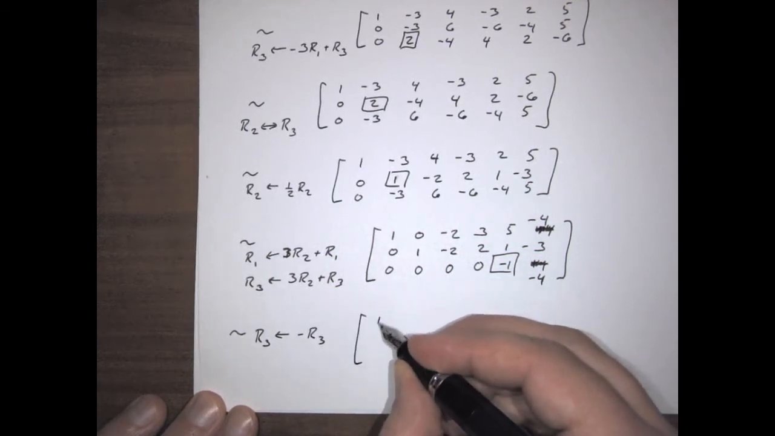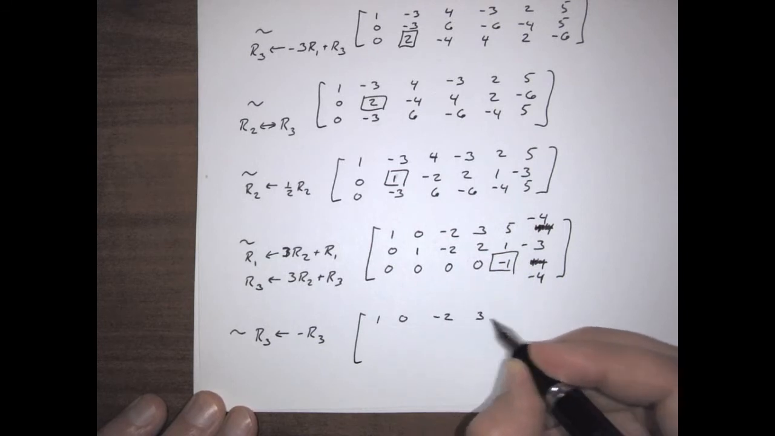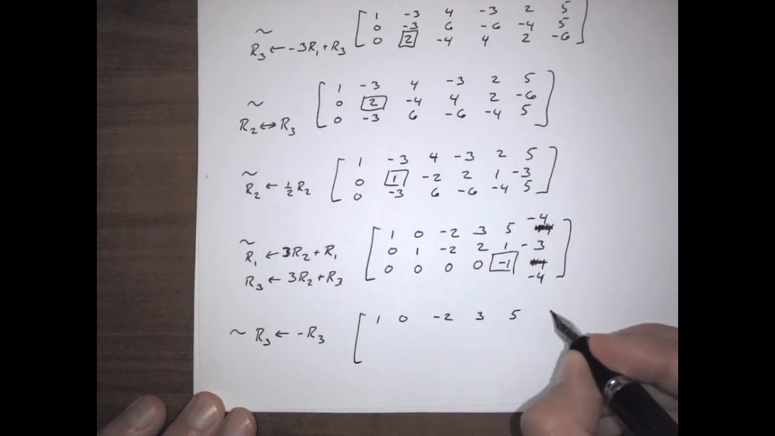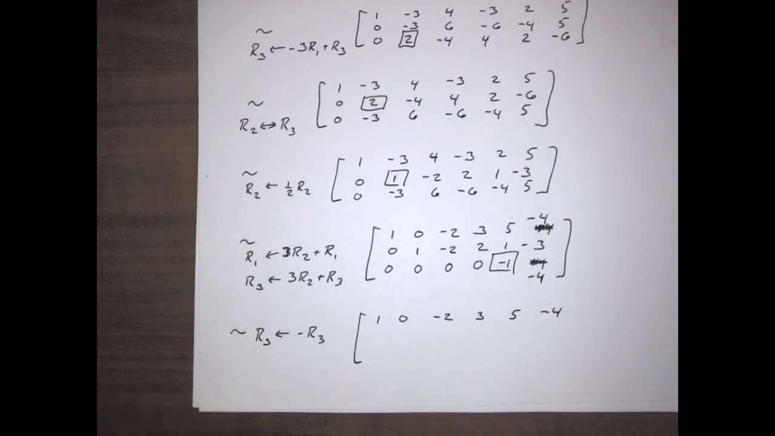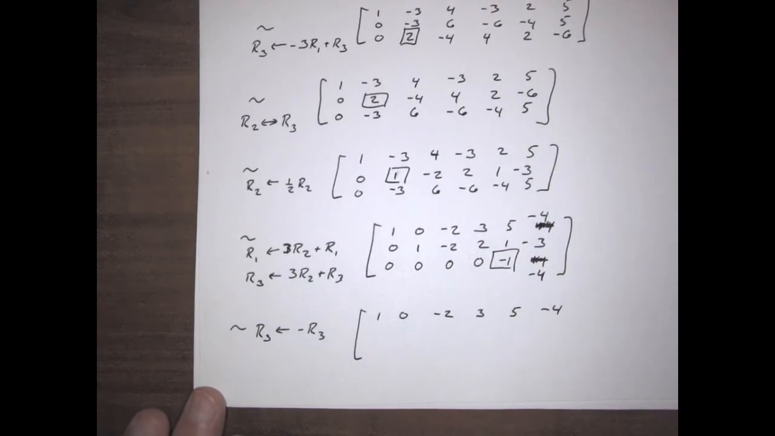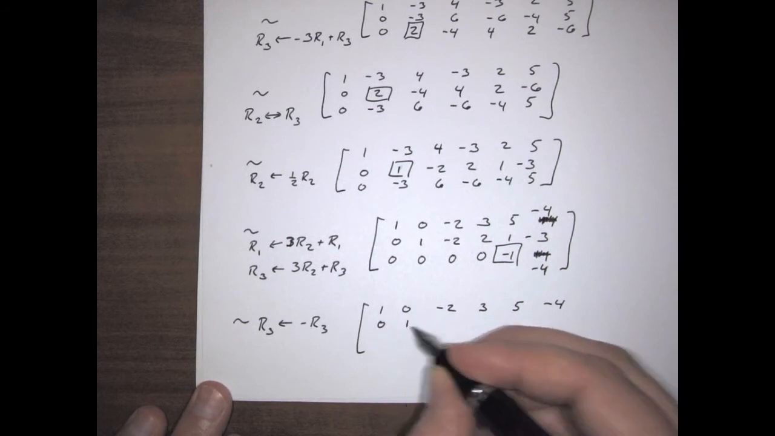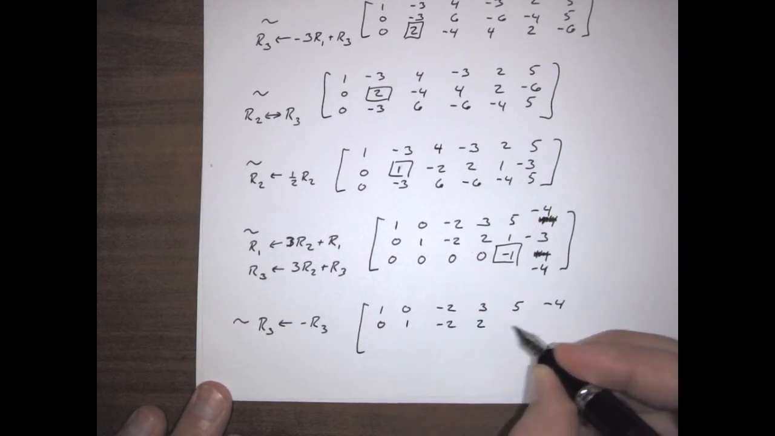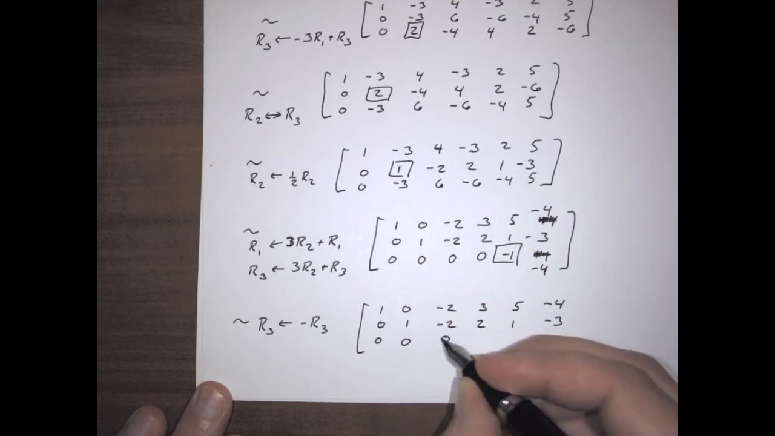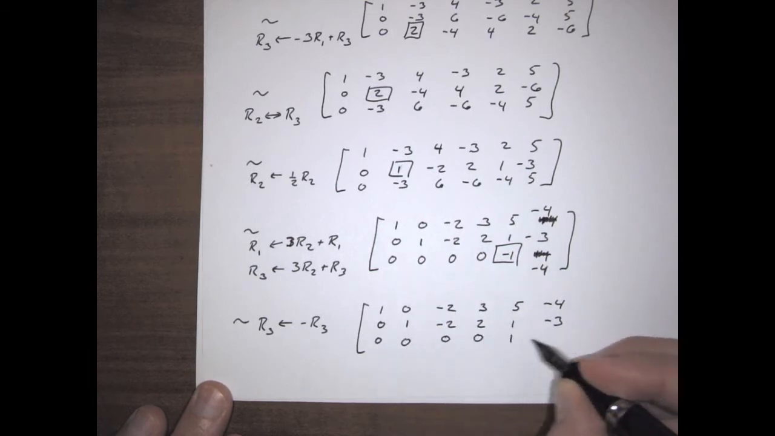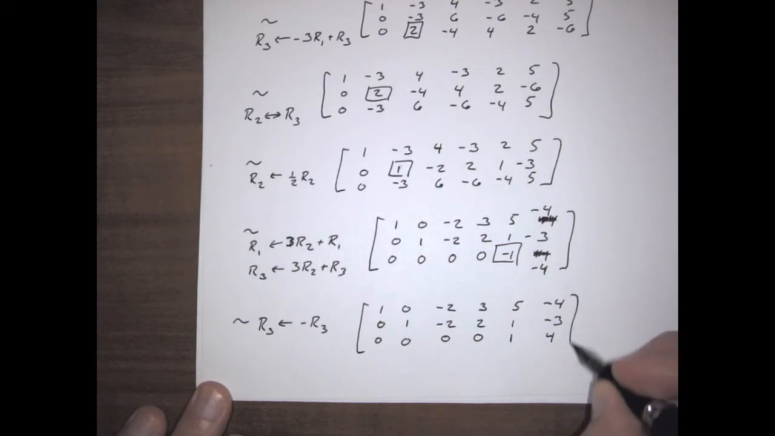It seems kind of silly and pointless to go rewriting the whole matrix just to accomplish this one little thing, but you can see even when you do take your time and watch your step, it's still very easy to make mistakes. So just be careful out there, folks. This is a dangerous game we're playing. So 0, 1, 2, 2, 1, 3, 0, 0, 0, 0, positive 1, and positive 4. Okay, good news.